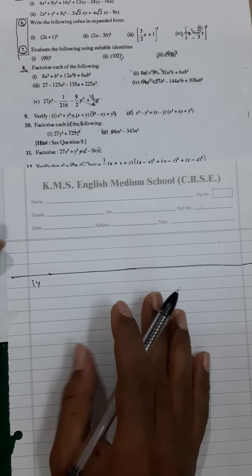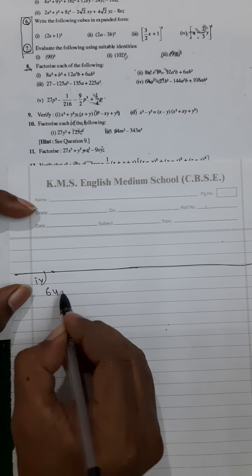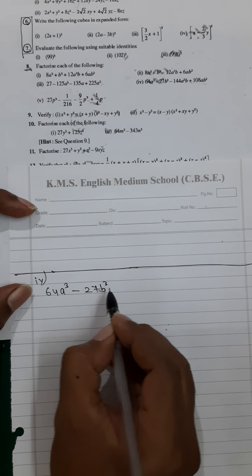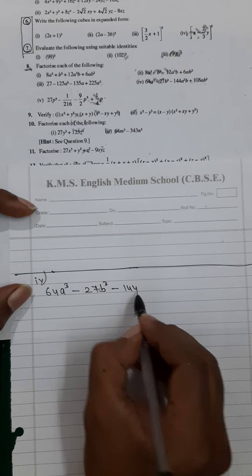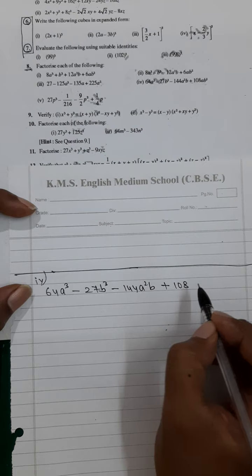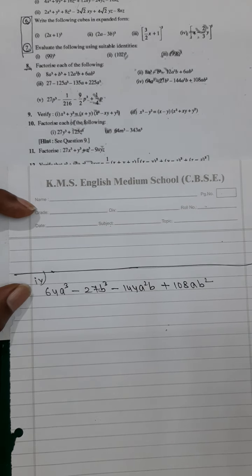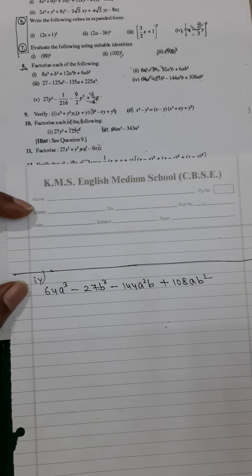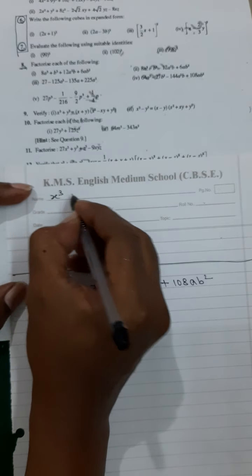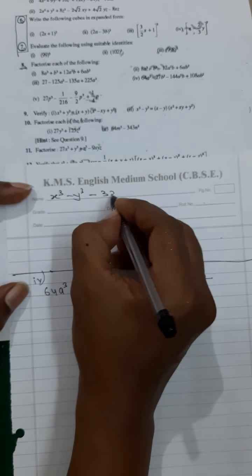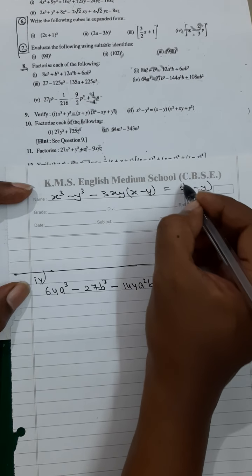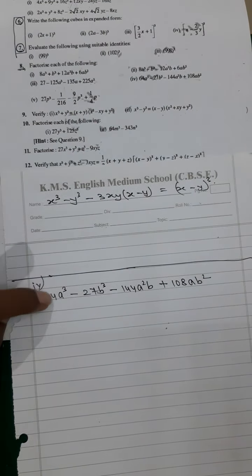Fourth question, 64a cube minus 27b cube minus 144a square b plus 108ab square. Okay, fine. Again we will go the same way. See, this is going to be converted to minus. So it is going to be x cube minus y cube minus 3xy in bracket x minus y is equal to x minus y the whole cube. We have to convert everything in this form.